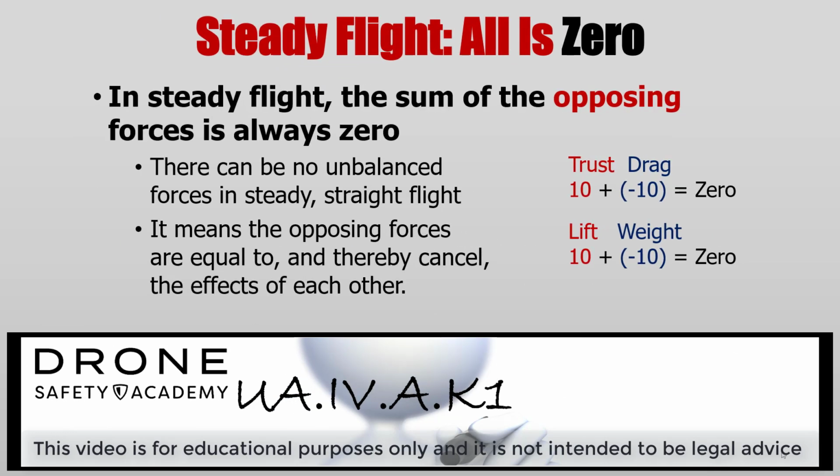In steady flight, the sum of the opposing forces is always 0. There can be no unbalanced forces in steady, unaccelerated flight. It means the opposing forces are equal to and thereby cancel the effects of each other.